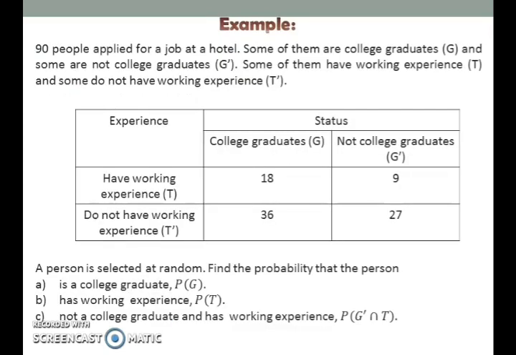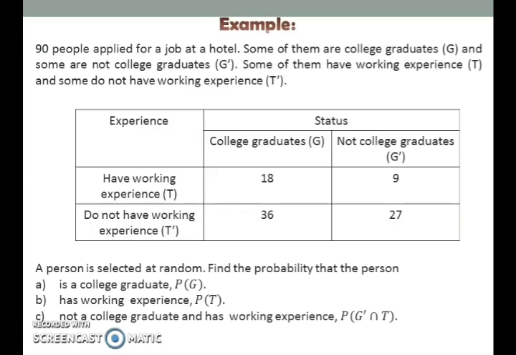Let's look at another example. 90 people applied for a job at a hotel. Some of them are college graduates, which is denoted by G, and some are not college graduates, which is denoted by G prime. Some of them have working experience, which is denoted by T, and some do not have working experience, which is denoted by T prime. A person is selected at random.